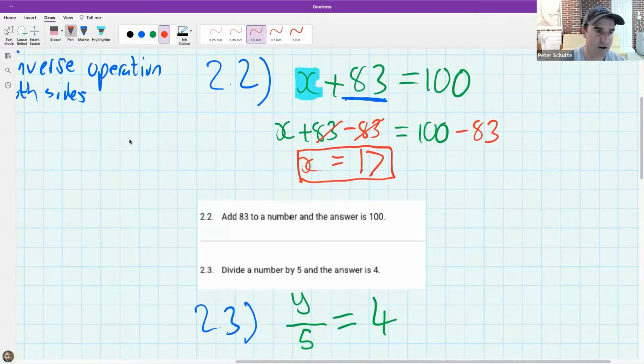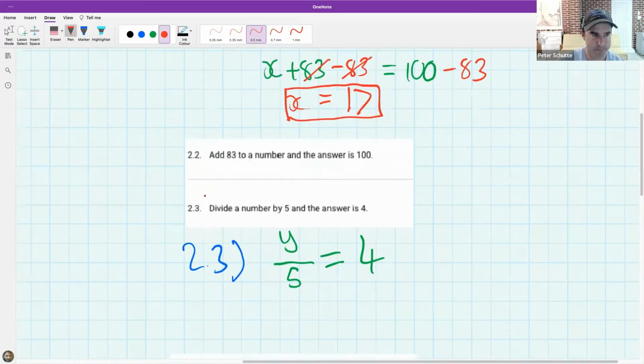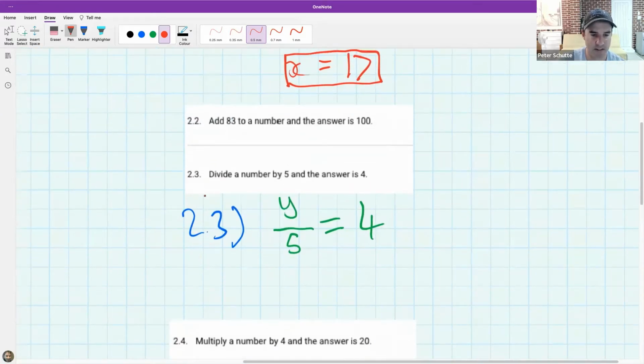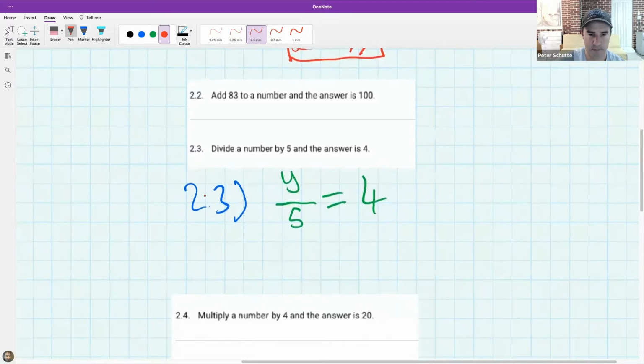So what I would like to see in the chat, give me a thumbs up if you feel like you're getting this method of solving equations so far. Give a thumbs down if you're still a little bit shaky, because this method works for every equation in existence. If you just keep practicing it, we'll get there, but we need a bit more practice. Okay, it's a bit of a mixture. Let's try the next one.